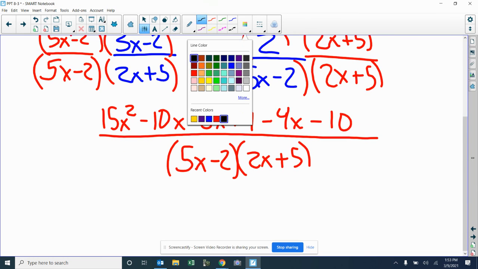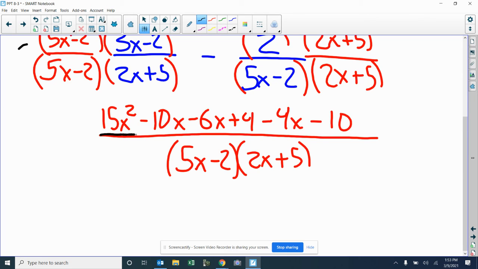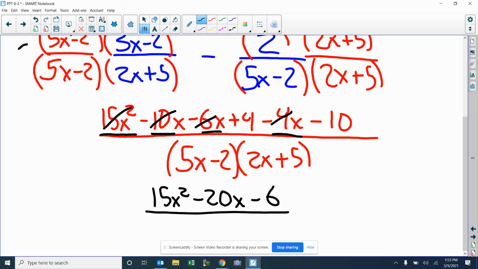Okay, we just need to finish it off by combining like terms. Here's my 15x squared. Here I have a minus 10, a minus 6, and a minus 4. Looks like that's going to be minus 20x, right? So those we've taken care of. We're going to have a 4 plus 4 minus 10 gives me minus 6. And again, that's just taking care of that business there. We still have 5x minus 2 down here, and we still have 2x plus 5 here. So we've effectively subtracted them.